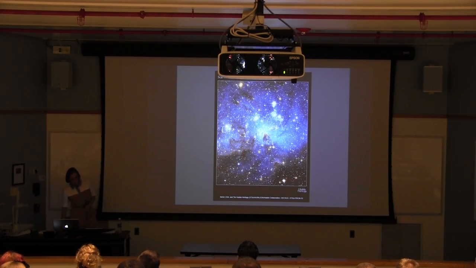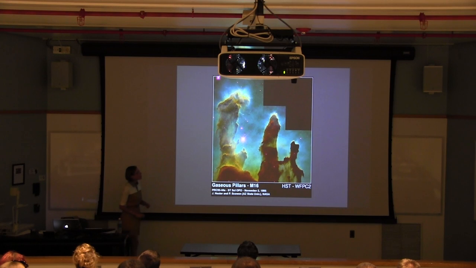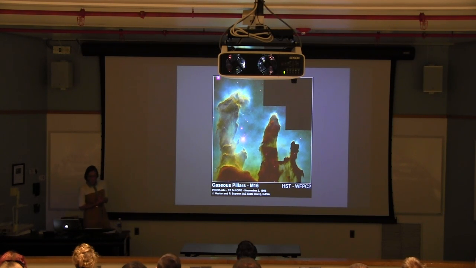So one of the best known examples of Hubble images is this one, the section of the Eagle Nebula. It often goes by the name of the Pillars of Creation. And it's a name that describes the formation of stars, a process that astronomers identify as happening within this nebula. But Pillars of Creation has a lot of resonance to it, right?